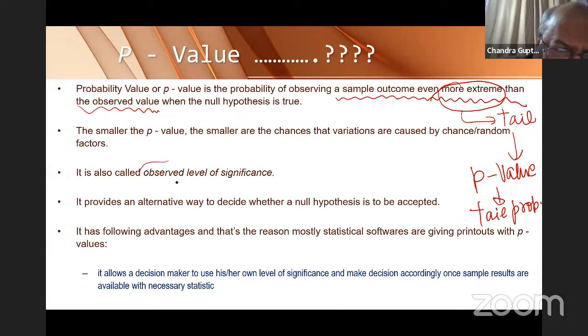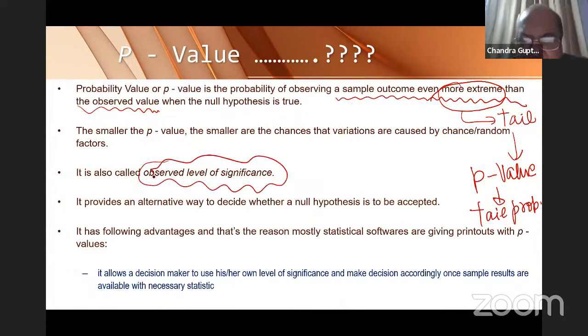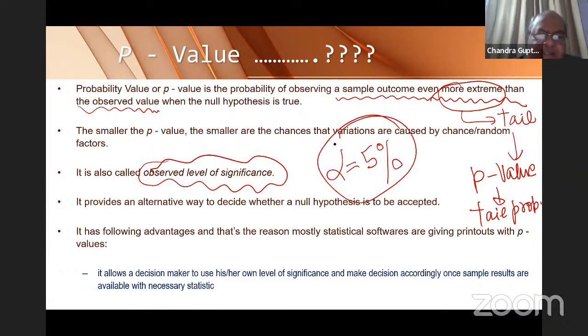Observed level of significance, that's what we sometimes call it. Alpha 5% is what you have suggested, and what the data suggests is the observed level of significance, which is equal to the p-value. It provides an alternative way to decide whether a null is to be accepted or rejected, and most software gives the p-value on the basis of which you can decide whether the null is to be rejected or not to be rejected.